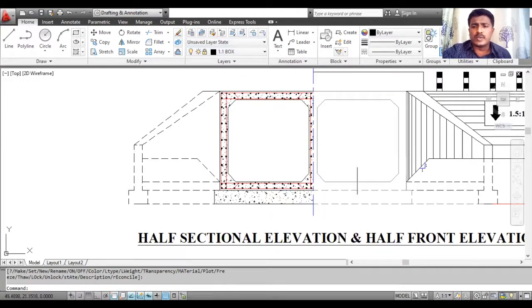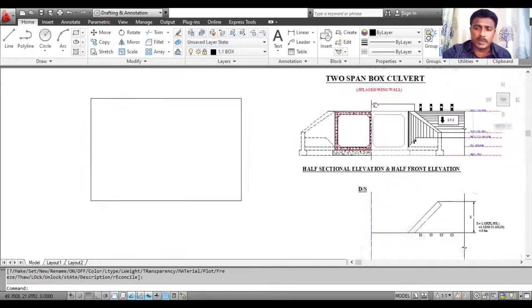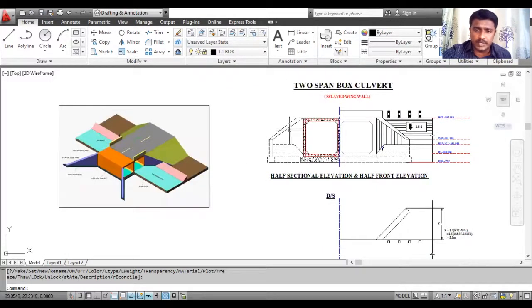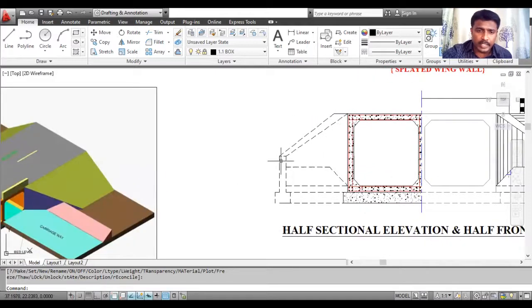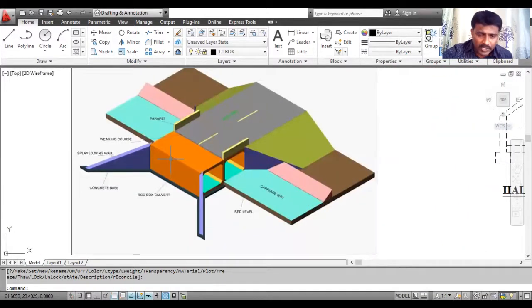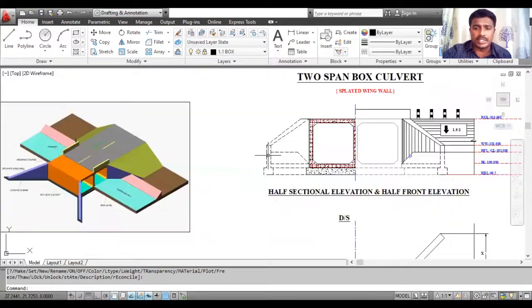sloped wing walls. Here, to draw at this point, follow the same procedures as in the plan at top, you have to follow the same procedures here. So why I am showing dotted lines: at the center of the sections when you cut, in the front, the wing walls are in dashed lines.